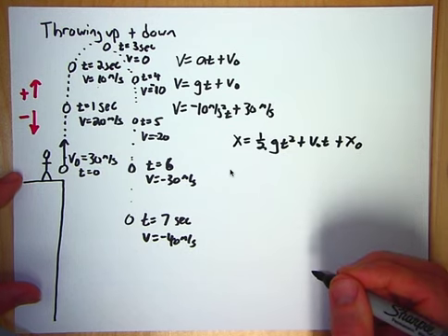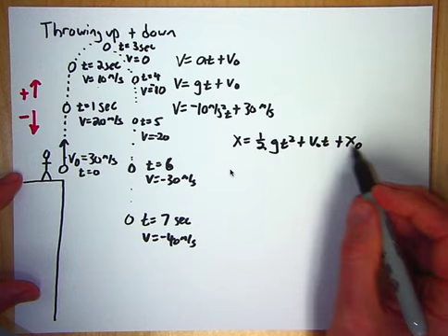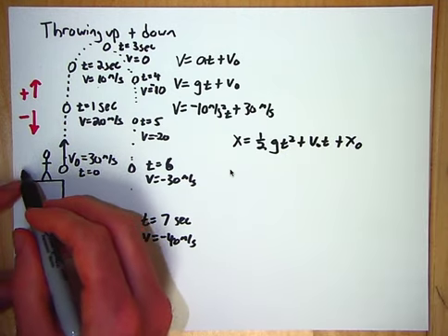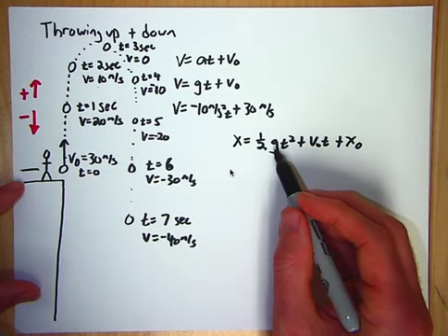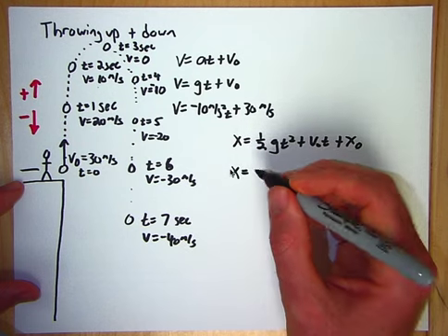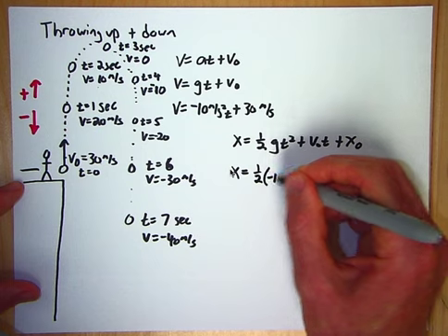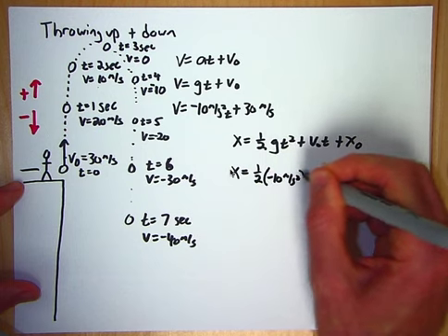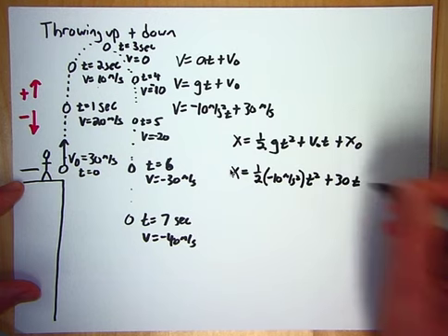Okay, so actually we do have an initial velocity now. And our initial position we can just call 0, right here at the starting point. So we don't really have an initial position, but we actually do have an initial velocity. So if we want to write this out, keeping our signs as well, this is going to be 1/2 times negative 10 meters per second squared times t squared plus 30 times t.